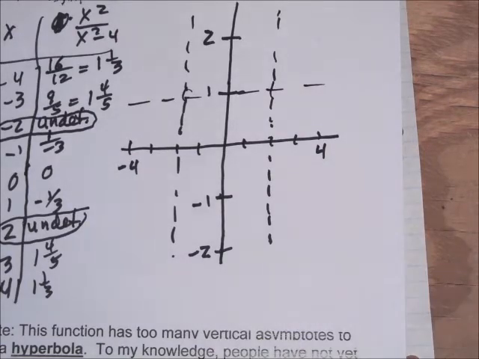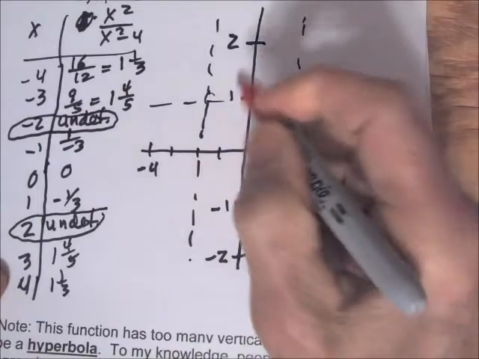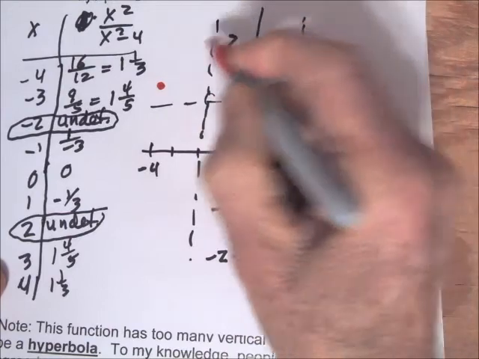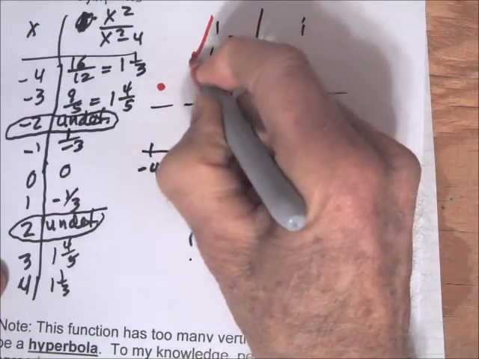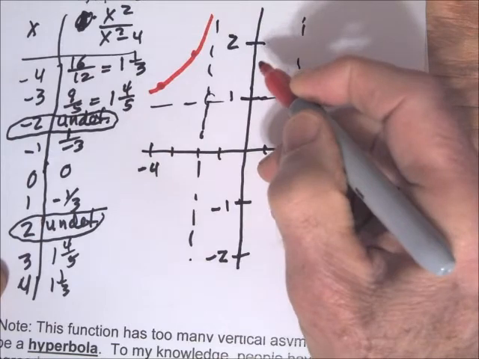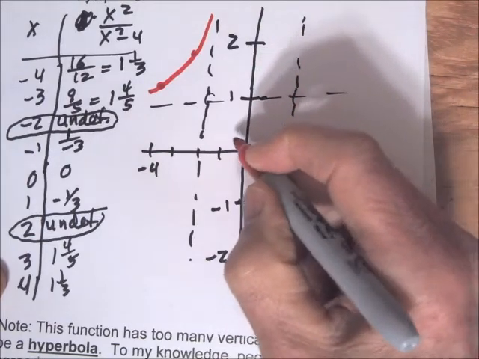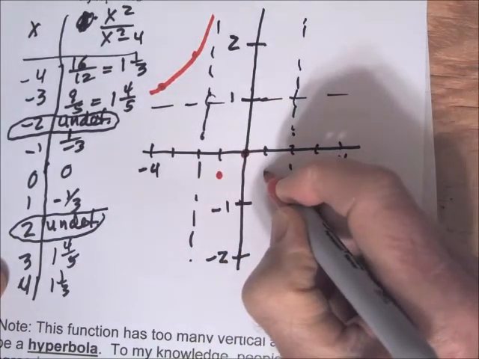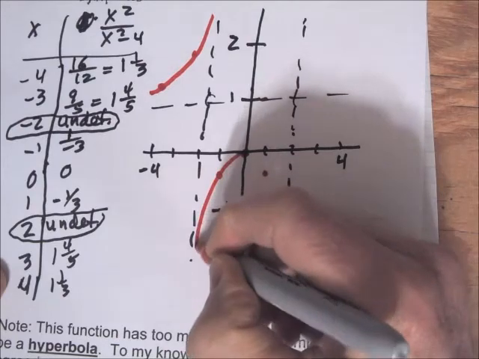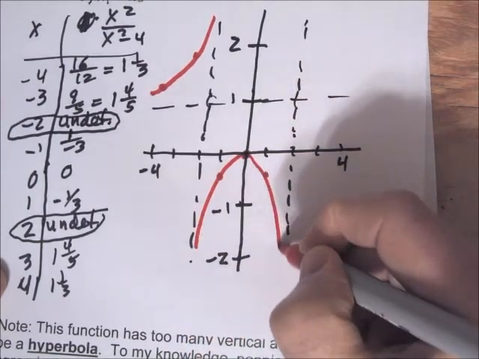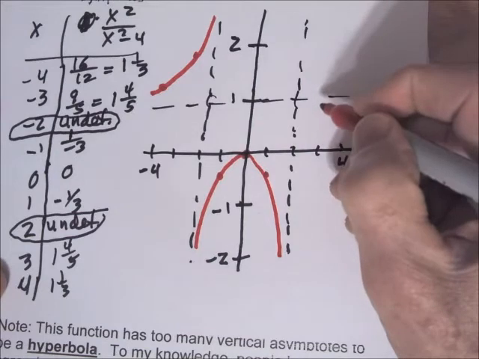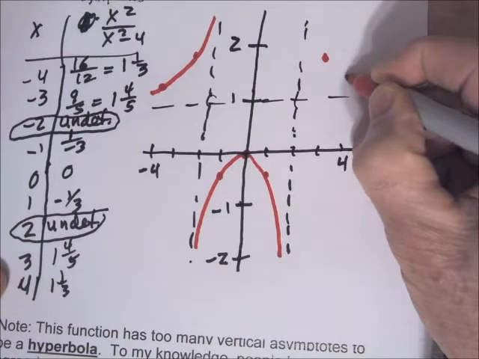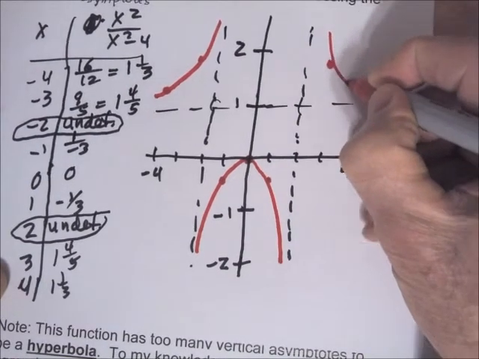So we have 4 to the left, up 1 and 1/3. It's about right here. 3 to the left, up 1 and 4/5. And connect the dots and toward the asymptotes. 1 to the left, down 1/3. 0, 0. 1 to the right, down 1/3. Connect the dots, then toward the asymptotes. And then we have 3 to the right, up 1 and 4/5. And 4 to the right, up 1 and 1/3. Connect the dots, then toward the asymptotes.